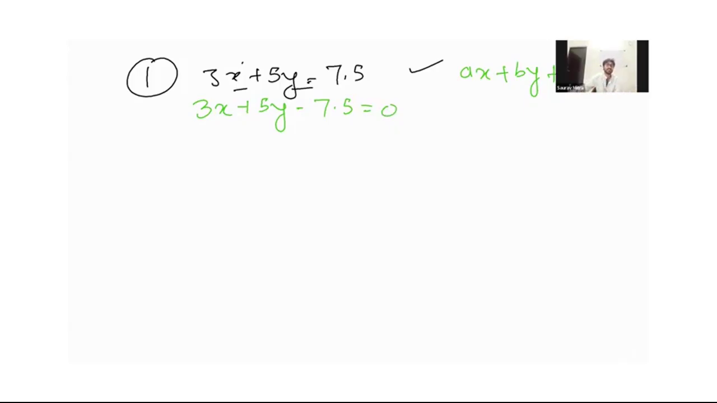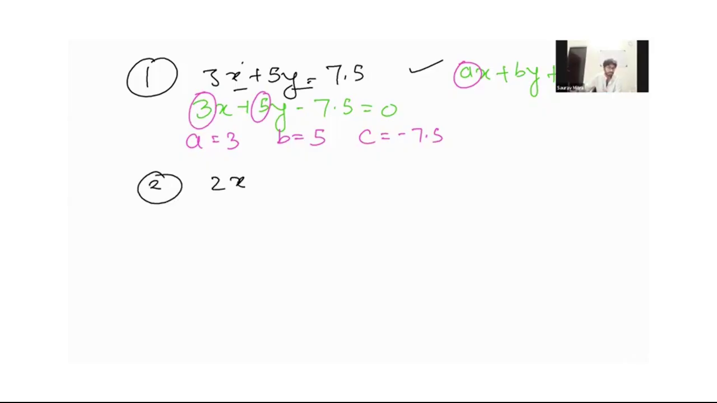Now on comparing, the coefficient of x is a, so a is 3. The coefficient of y is b, so b is 5, and the constant term is minus 7.5. This is our final answer. Now let's check another example.